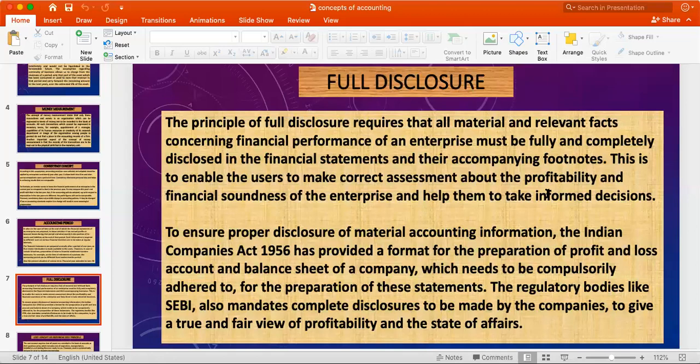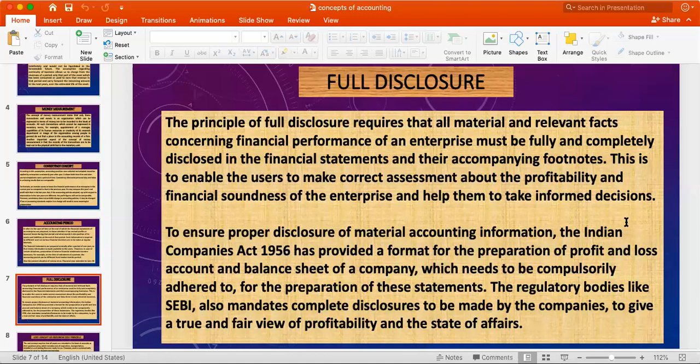And then they'll decide according to this information what steps are to be taken. To ensure proper disclosure of material accounting information, there is the Indian Companies Act. This is one of the bodies which is guiding the joint stock companies and companies, or sometimes even the partnerships.